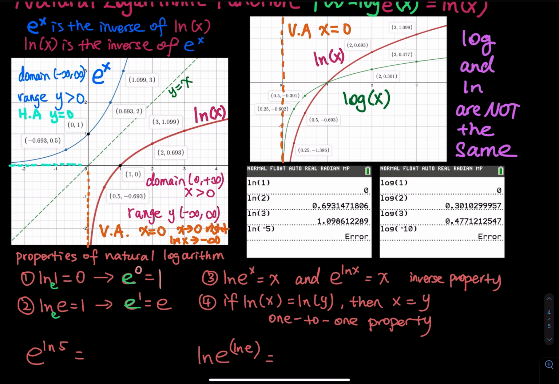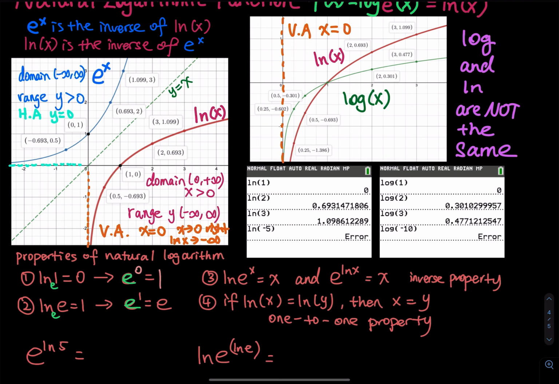And then the other one, number 2, ln e is equal to 1. This is because base e, I color coded the base for you. So base e, the green base, raised to the first power, is equal to e. All right, number 3, ln e to the x is equal to x, and e to the ln x is equal to x. That is called the inverse properties.